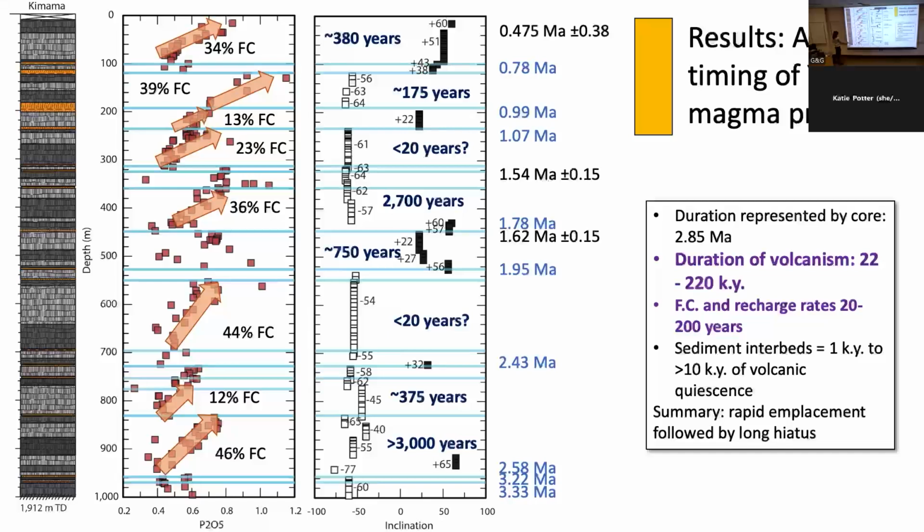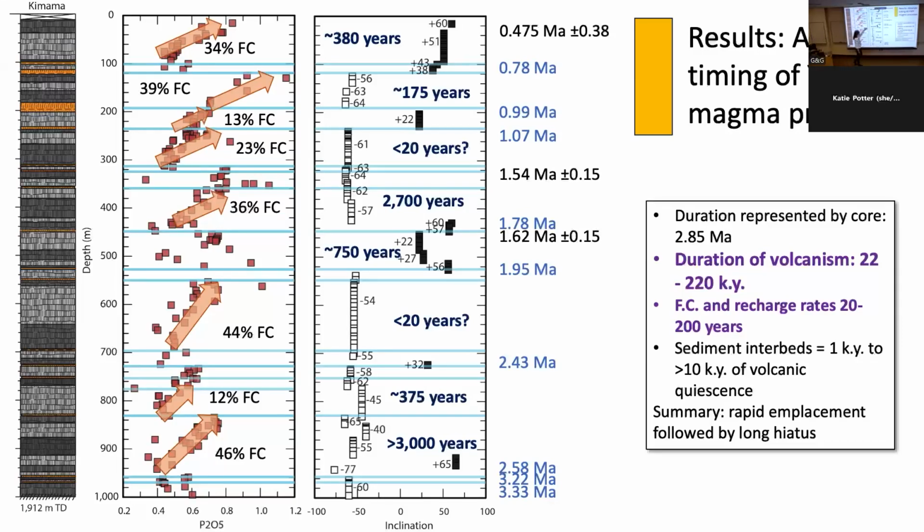And in adding our fractional crystallization information, we can calculate the degree of fractional crystallization by taking this more primitive value down here and this most evolved number, and calculate the amount of fractional crystallization that would have occurred to produce that shift. And so with this information combined, we can again start to piece together how fast these processes occurred.